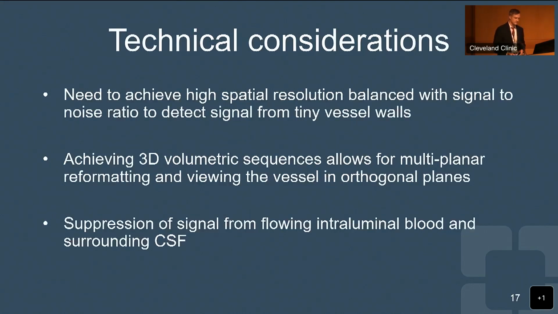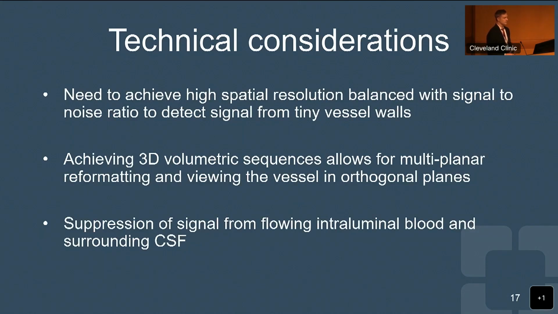So briefly, some of the technical considerations for vessel wall MRI. We need to achieve a high spatial resolution balanced with the signal to noise ratio to detect signal from these tiny vessel walls. Remember, we're trying to image very, very small structures and receive signal from them. We're talking about some things as small as 1 to 2 millimeters in thickness in some of these arterial walls. Additionally, we need to get 3D volumetric sequences when we perform these wall sequences.